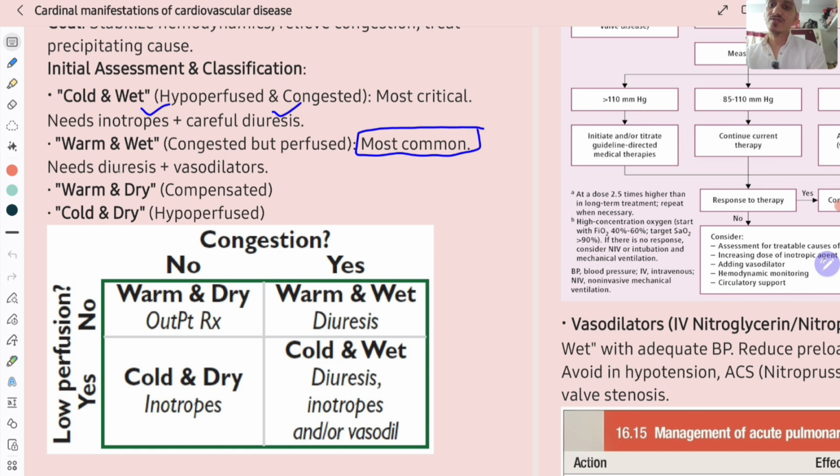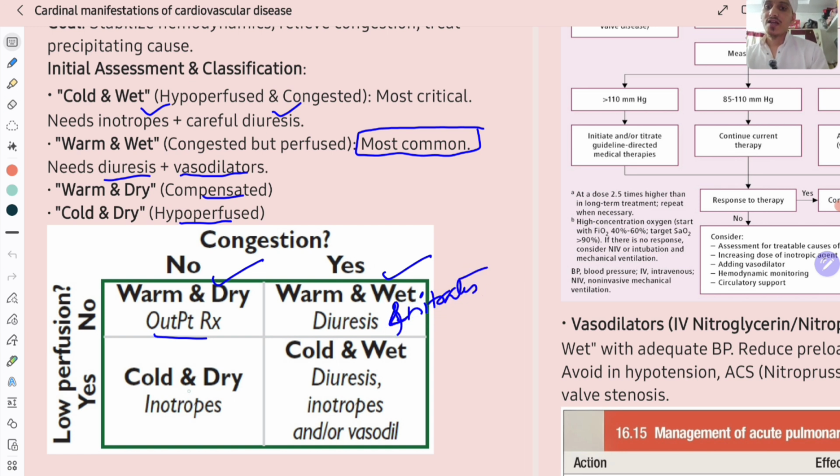And this is the most common phenotype which you see in patients with acute heart failure: warm and wet, congested but perfused. So you will use diuresis and nitrates, vasodilators. Warm and dry is compensated, you will manage in OPD. Cold and dry, you will again give inotropes. Here is a very important diagram. So warm and dry, outpatient treatment. Warm and wet, you give diuresis and nitrates.